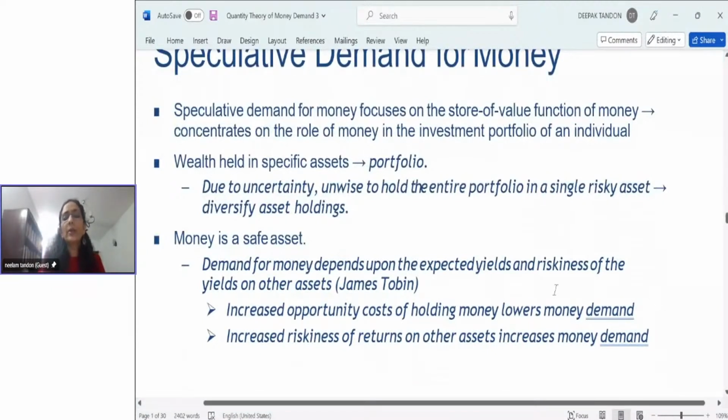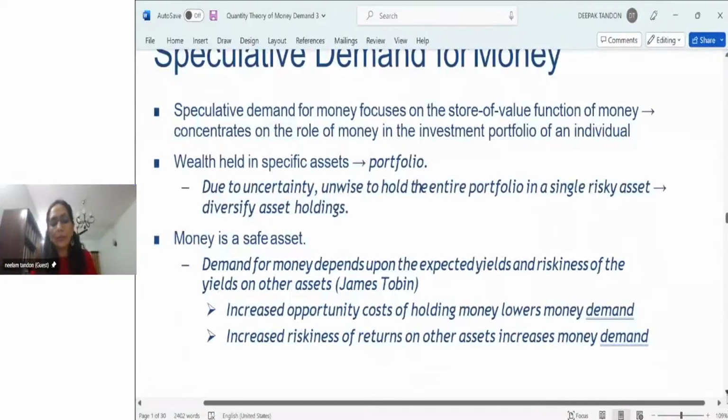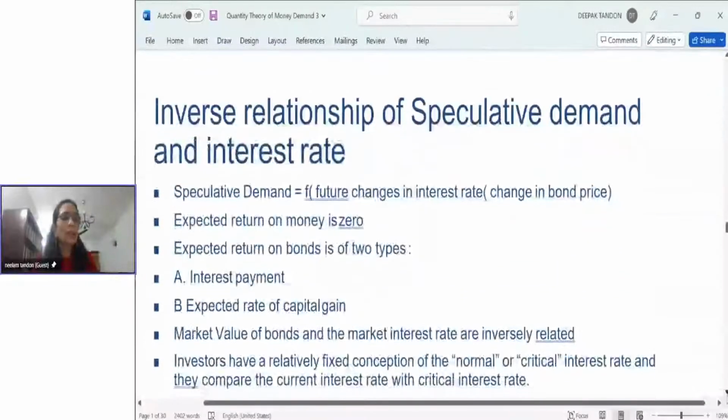In speculative motive, what is important? You have to analyze risk, you have to analyze yield, how much returns you will be getting in future, how much is the risk there. So you want to minimize your risk and gain maximum, and you take a call whether it is worth investing in bonds or not. That depends on interest rates, interest rate risk, which we will be sharing.